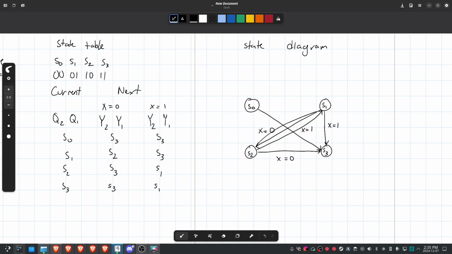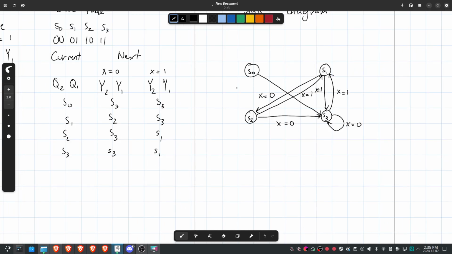You can curve these out a bit more if they get too close. It doesn't need to be exactly a straight line, of course. Now, if you have S3, if X is equal to 0, it returns to itself. And if X is equal to 1, then it goes to S1. I'll have to redraw this here. This is X equal to 1. And now we have drawn our state diagram.